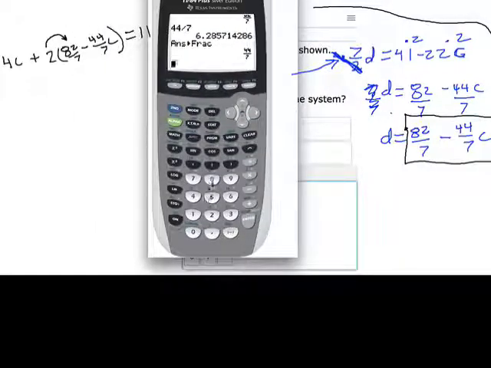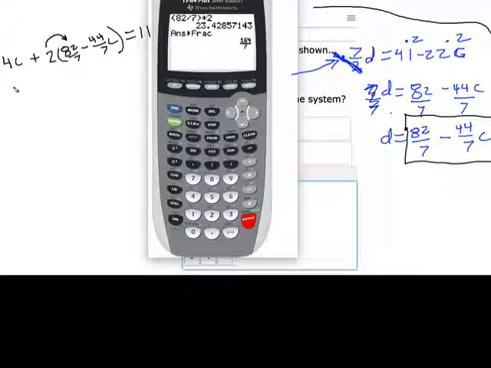And I'm going to take 82 over 7. Remember, it's a fraction, so put it in parentheses. 82 divided by 7 times 2 equals, and then math, enter, enter, 164 over 7. So I have 4c plus 164 over 7.